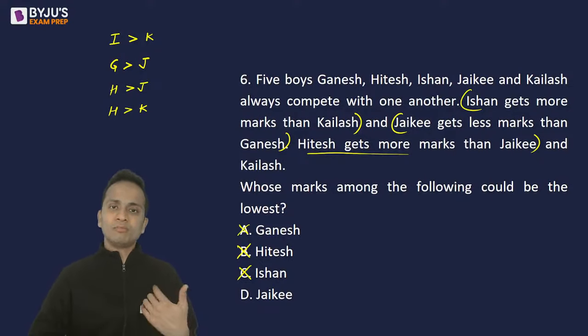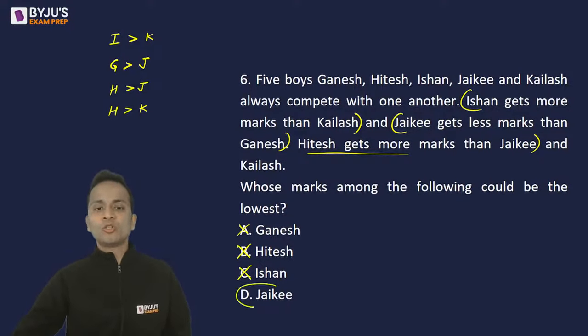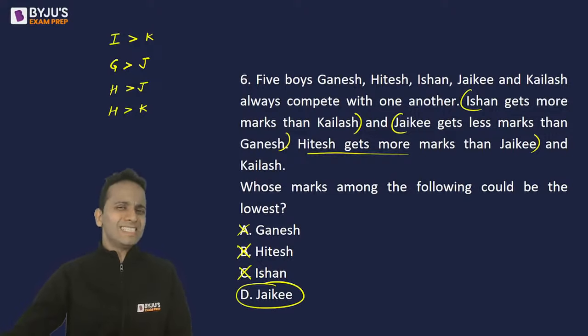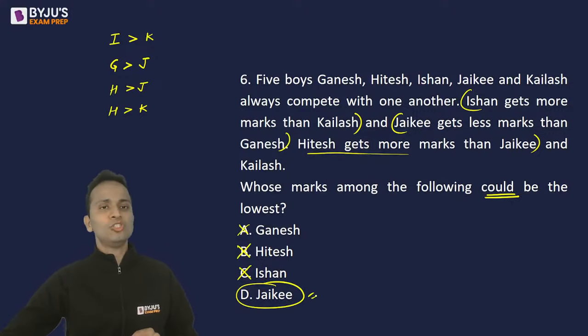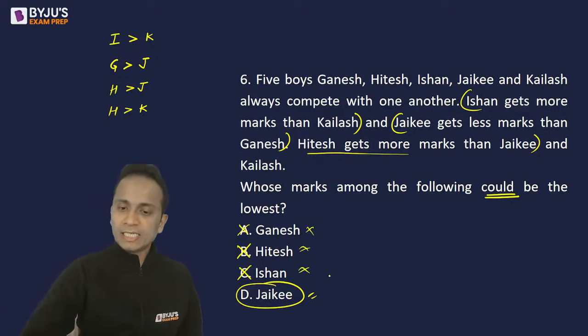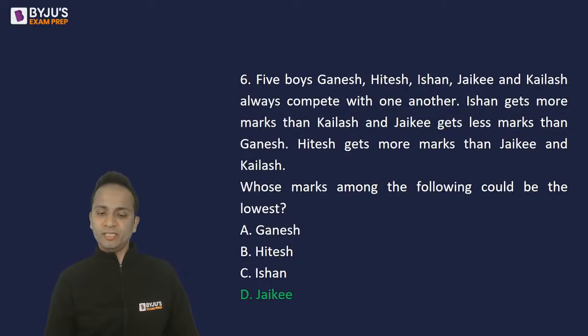Now, Kailash is not among the options. So the question is also asking, with the uncertainty, who among the following could be the lowest. So Jackie could be the lowest. These three cannot be the lowest. So the correct answer is option D, that is Jackie.